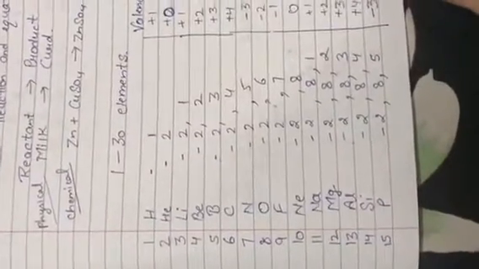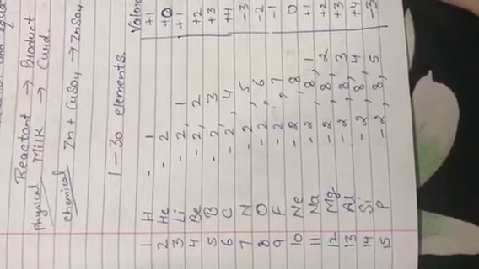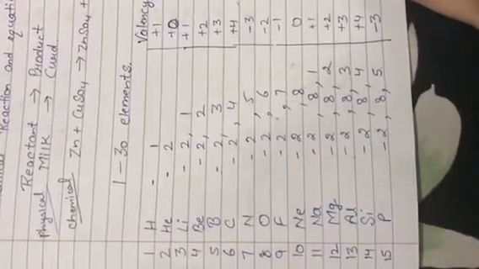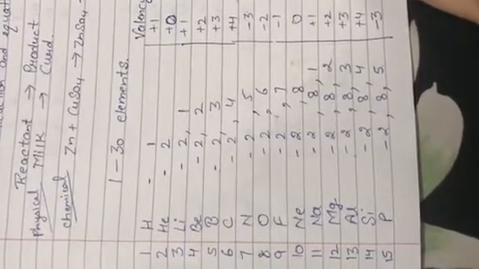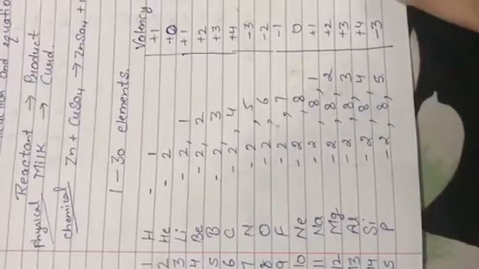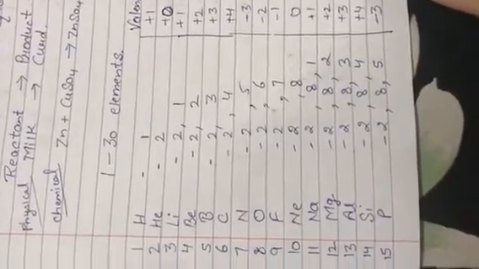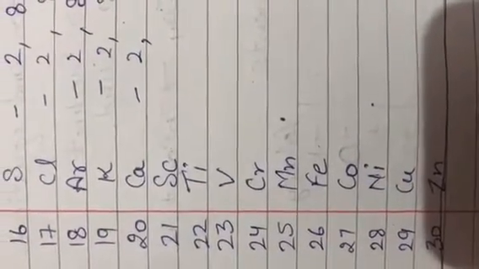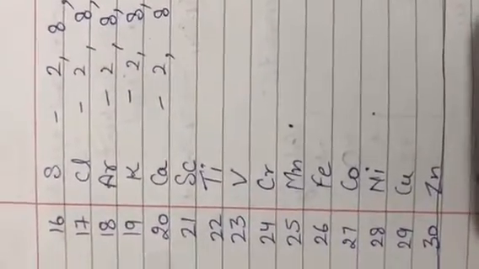First is hydrogen, helium, lithium, beryllium, boron, carbon, nitrogen, oxygen, fluorine, neon, sodium, magnesium, aluminium, silicon, and phosphorus. These are the first 15 elements. After that: sulfur, chlorine, argon, potassium, calcium, scandium, titanium, vanadium, chromium, manganese, iron, cobalt, nickel, copper, zinc. These are another 15 elements.